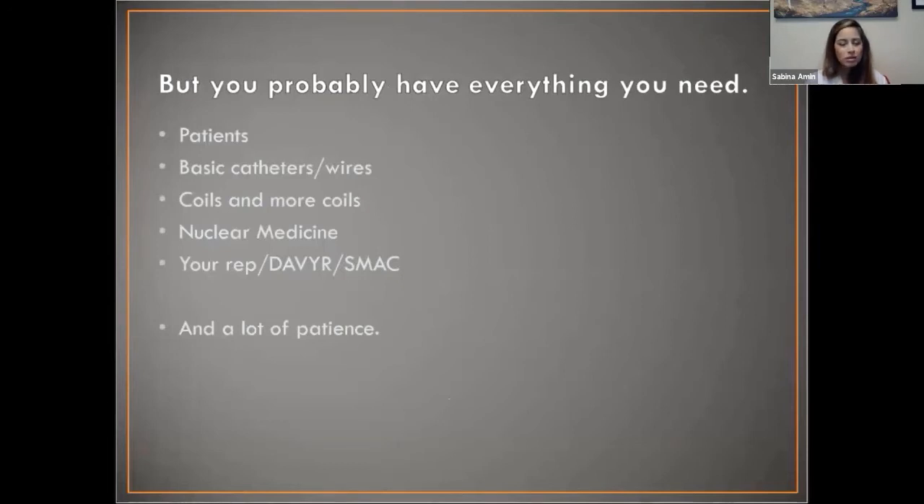You likely have all the basic catheters and wires you need. You have all the coils, nuke is usually around, and you have your rep and DAVR and SMAC. Industry reps generally have a wealth of experience and resources, especially in marketing and educating your target referrers. This is another area where they're indispensable.